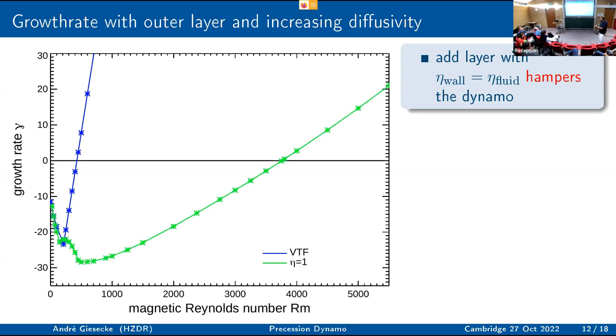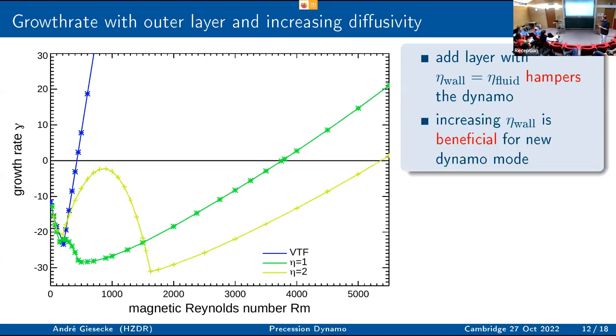So if I add the layer, but with the same conductivity as the fluid, the situation becomes much worse. The critical magnetic Reynolds number rises up to nearly 4,000. So dynamo action with an outer layer is much worse than with this optimizing pseudo vacuum boundary condition.